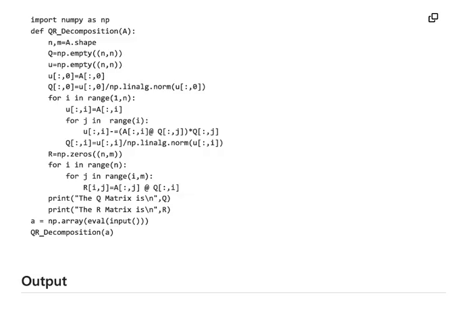So here the input actually is gotten from the user. Like the user enters a matrix and this is converted to a NumPy array and passed to the function. The output, you'll get a Q matrix with orthonormal vectors as columns and an R upper triangular matrix. They completely satisfy the condition A equal to Q dot R.